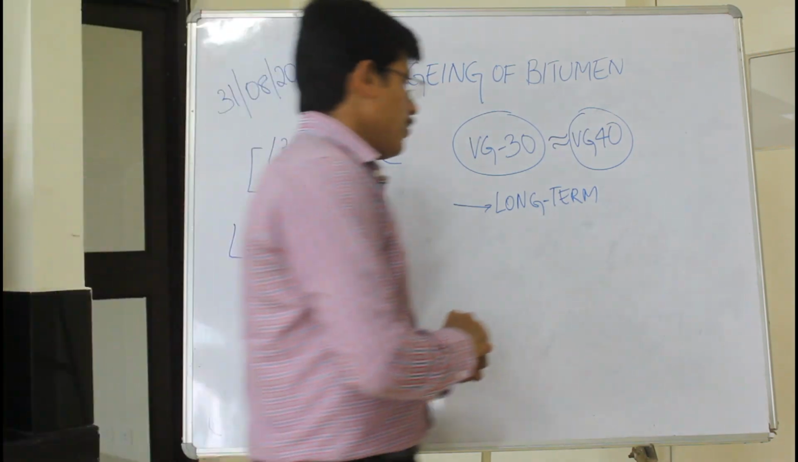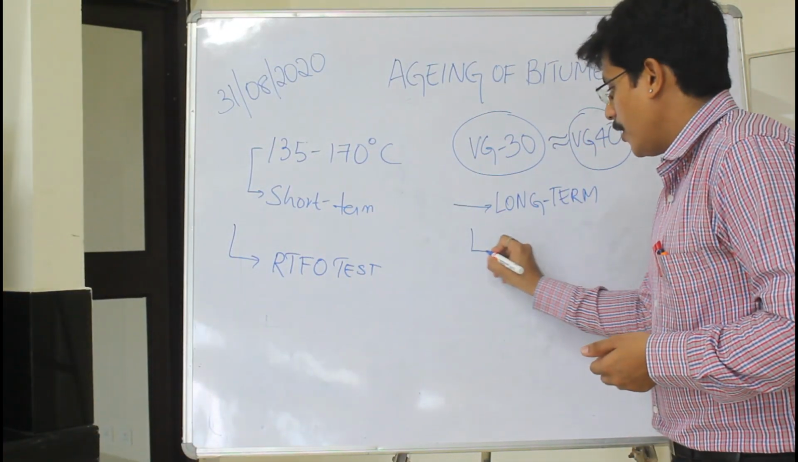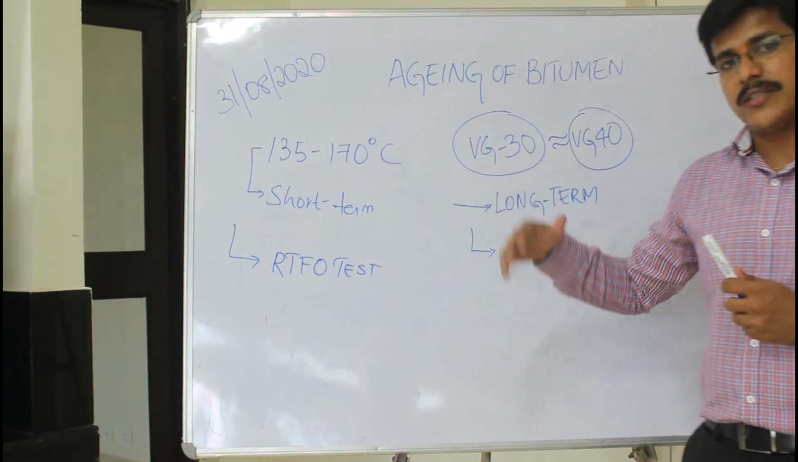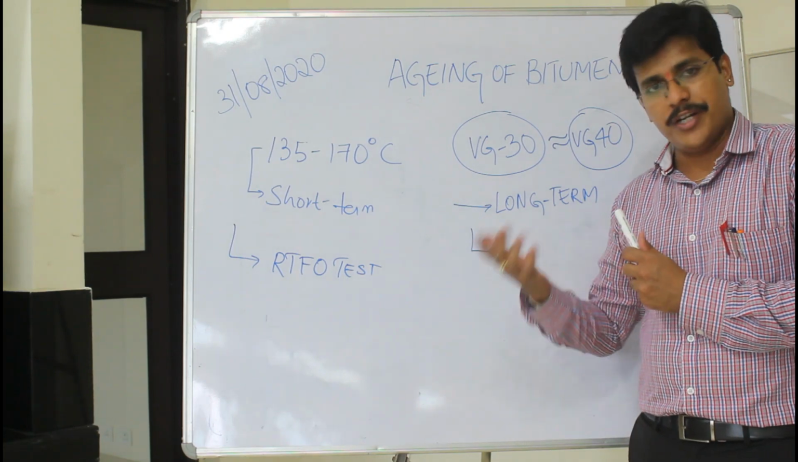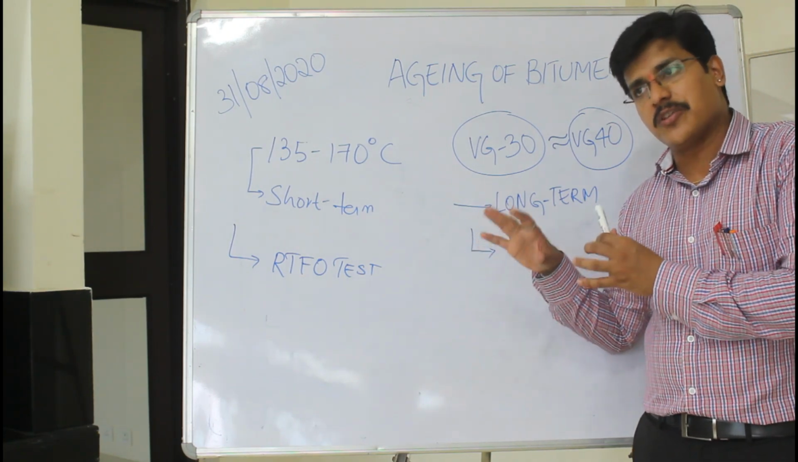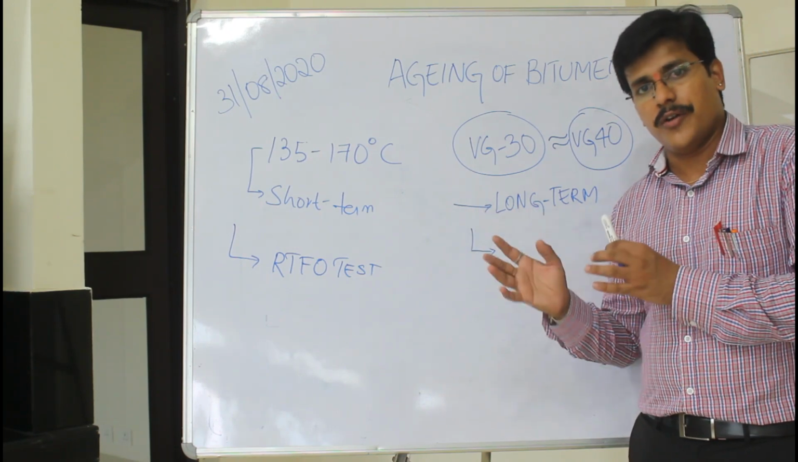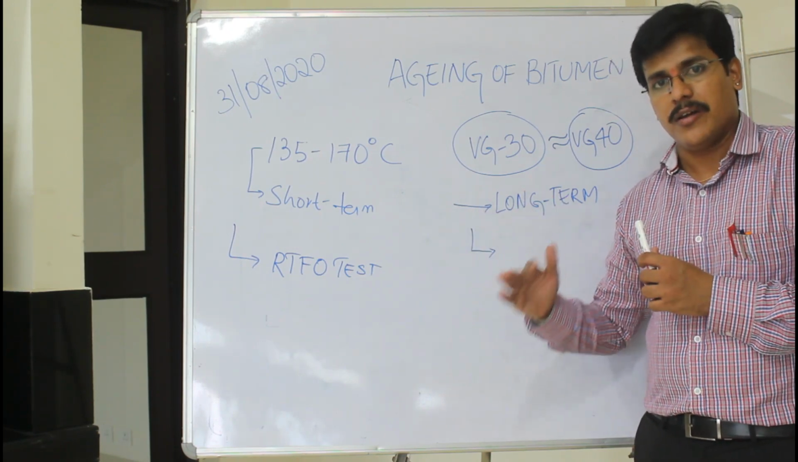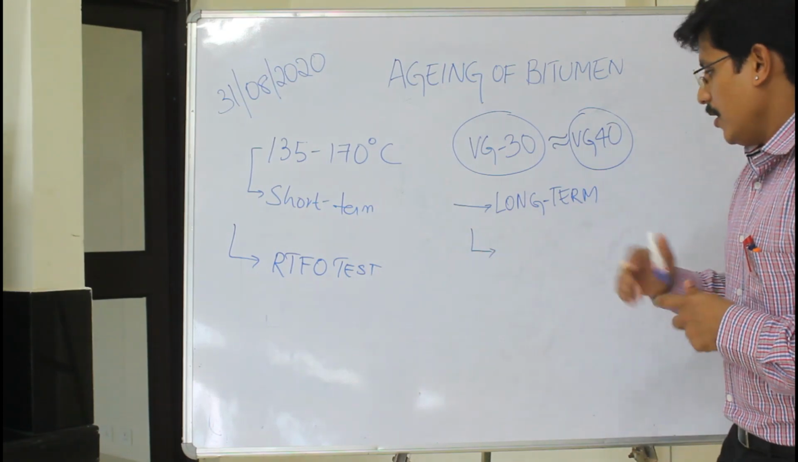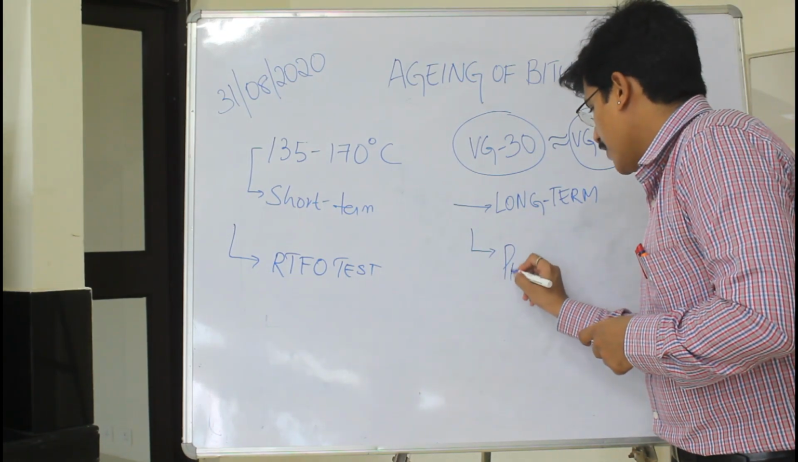And then for long-term aging, the bitumen is subjected to oxidation, wind, and different forces. The whole 15 years is difficult to simulate over a long duration. So what we do is try to accelerate it in the laboratory by applying high air pressure and high temperature using a pressurized aging vessel.